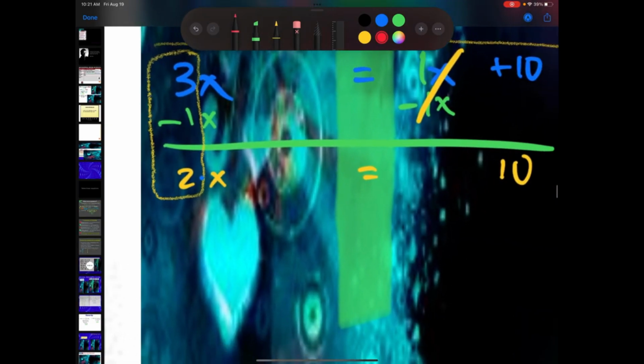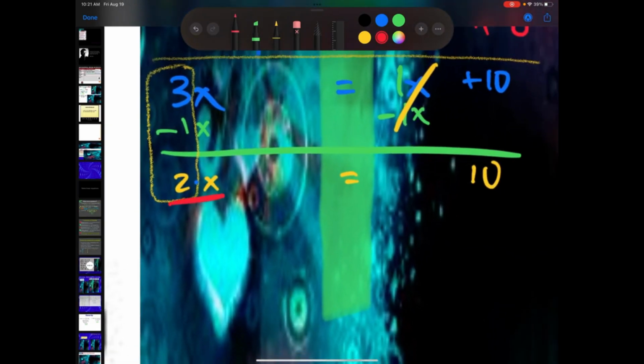Correct. So we're going to do what? Divide by 2 on both sides. This is called division property of equality, which you guys read. Class, what's 2 divided by 2? 1. So now I'm just left with the X on the left side. And 10 divided by 2 is 5.